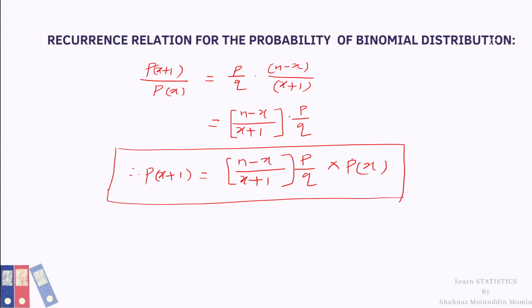One can use this relation to obtain the successive probabilities of binomial distribution without using the probability mass function, and it reduces the calculation and efforts of calculations. In this way, in this lecture, we learn what is recurrence relation and how we obtain the recurrence relation of probabilities for the binomial distribution.